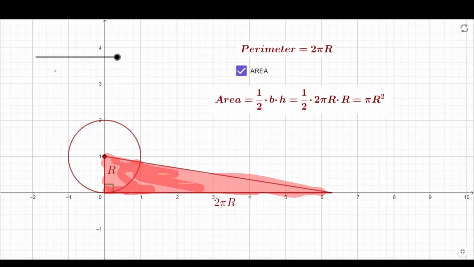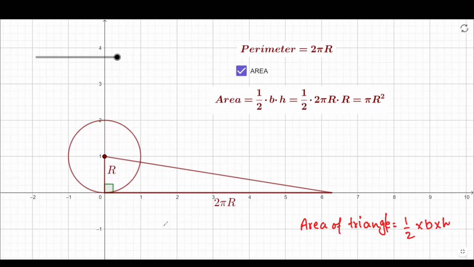This looks like a triangle. And as it looks like a triangle, we can use the area of a triangle. So area of the triangle, do you remember? No, it's been a while. No worries. It's half of base multiplied by height. So this is our base and this is our height. Height is just the radius. Base is 2 pi r. So half times 2 pi r times r. This 2 and 2 get cancelled. Pi r times r is pi r squared. So that's how we found that the area of a circle is pi r squared.